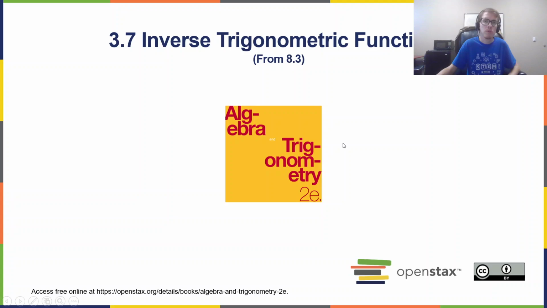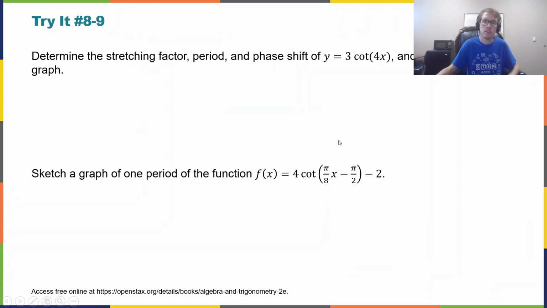So let's see, we've got, let's actually not do these. Let's do number 9 right here. It says, sketch a graph of one period of the function 4 cotangent of pi over 8x minus pi over 2, close parentheses, minus 2.